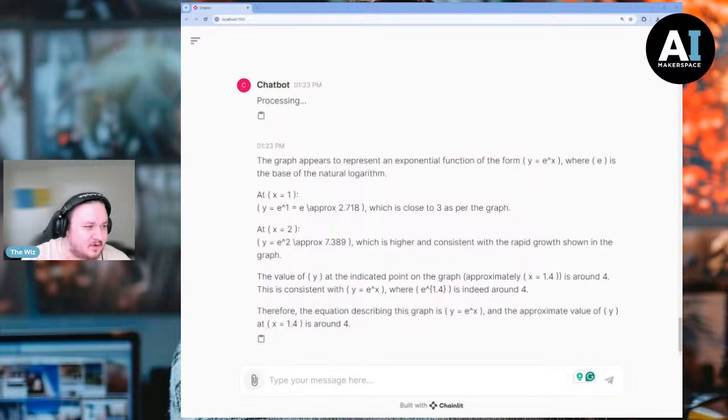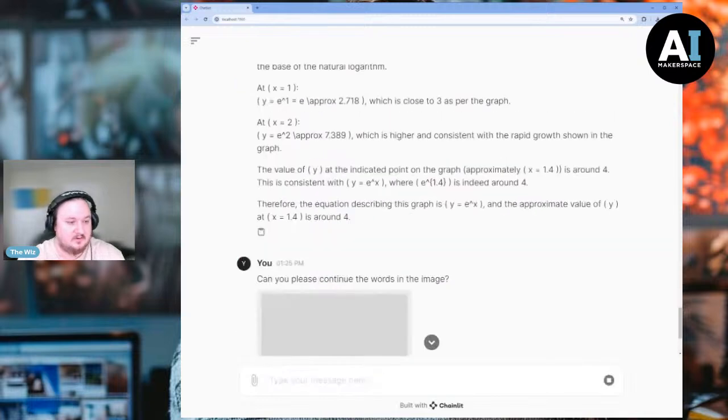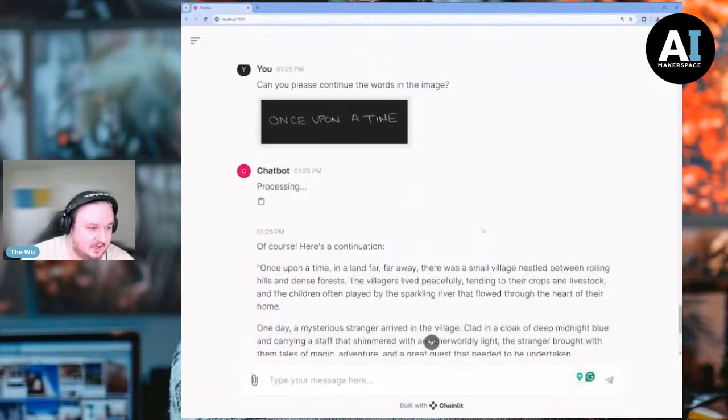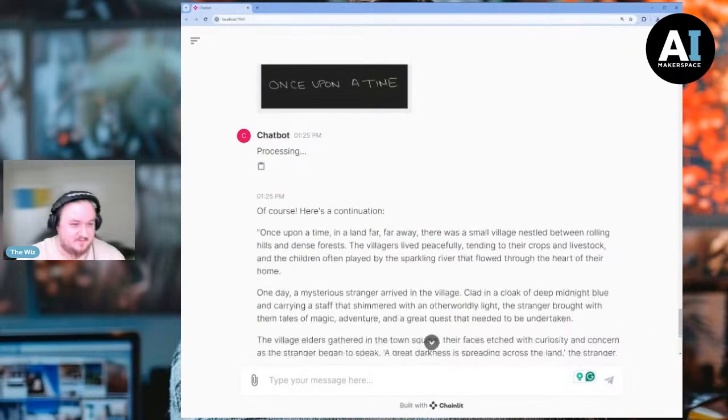We'll go to some writing examples, right? So we say, can you please continue the words in the image, right? In this case, our image is just going to say "once upon a time," and we're going to see if it can do it. And it nails it, right? So, of course, here's a continuation: "Once upon a time in a land far, far away."